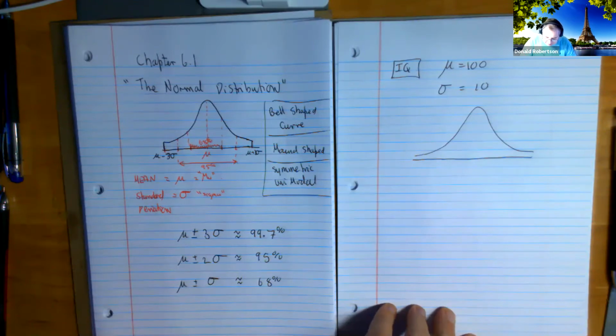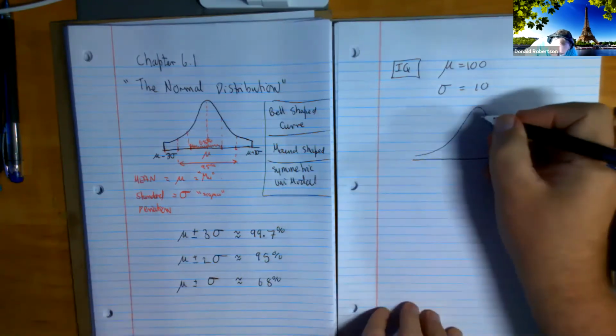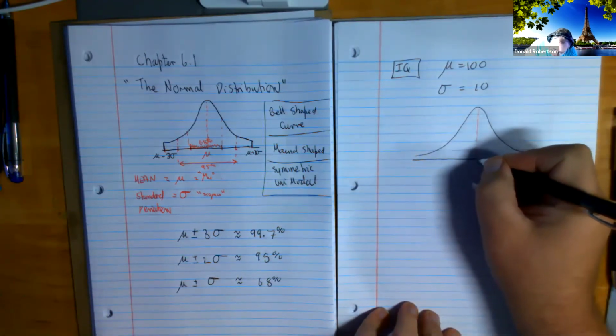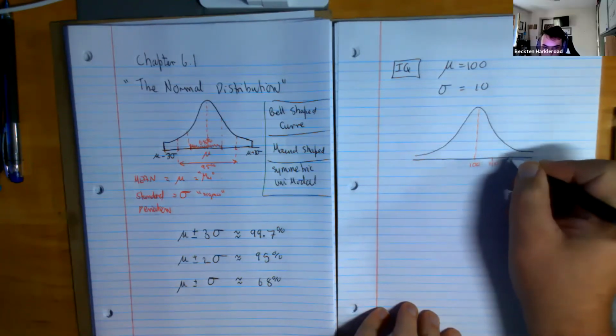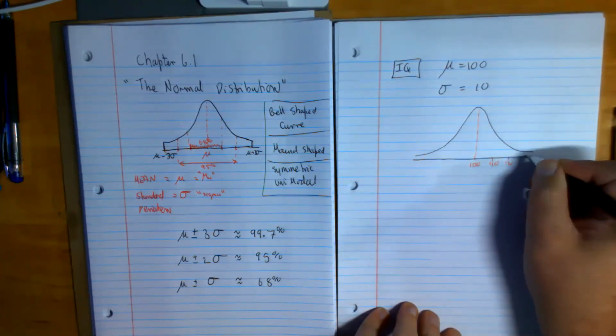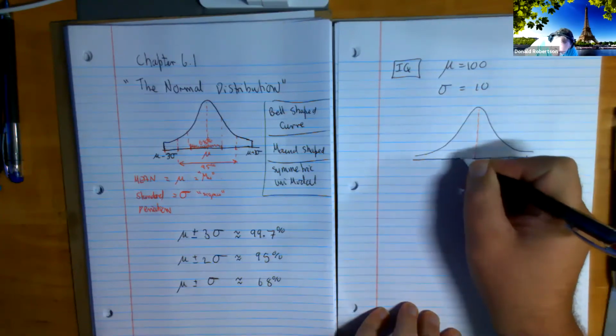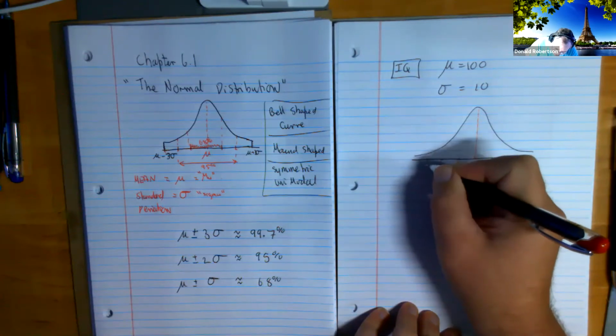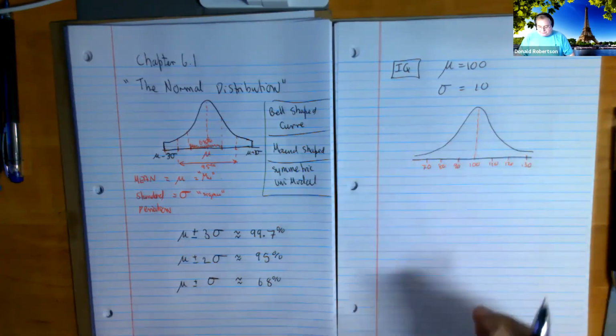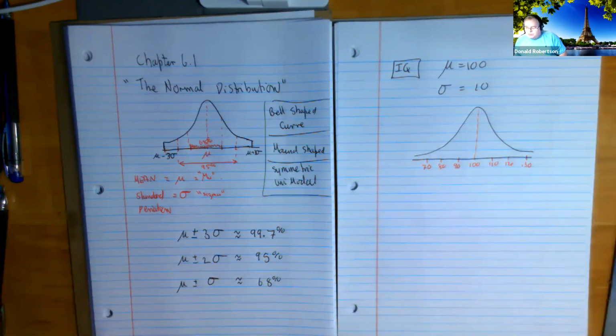So right in the middle is 100, then 110, 120, and you finish at 130. Go back the other way, one standard deviation, two standard deviations, three standard deviations. I can now tell you a lot about what percentage of Americans have certain IQs.